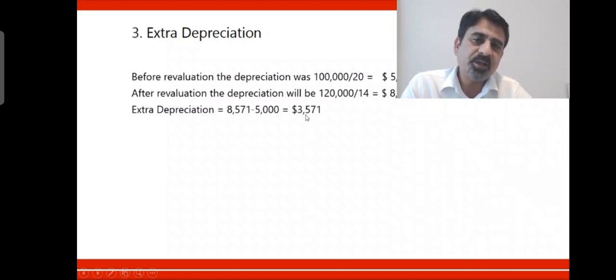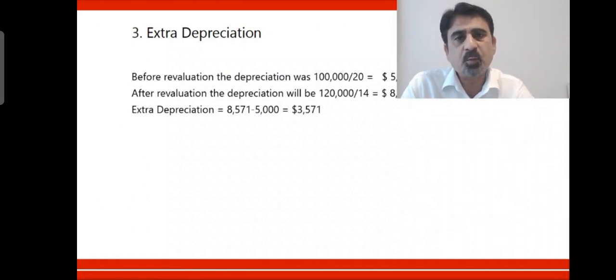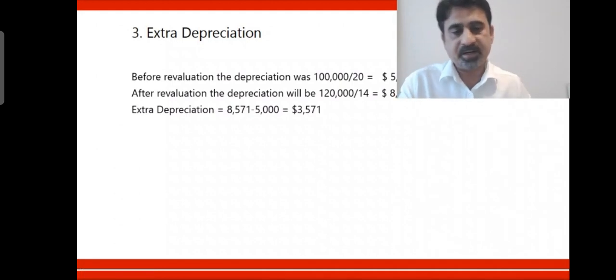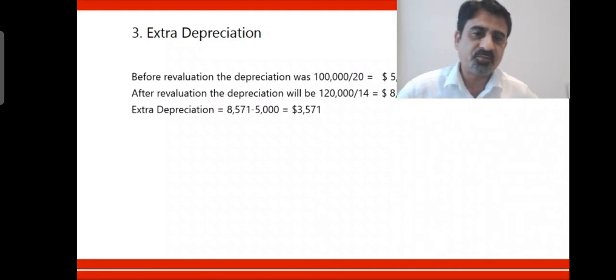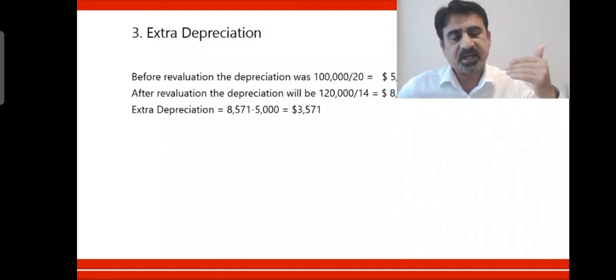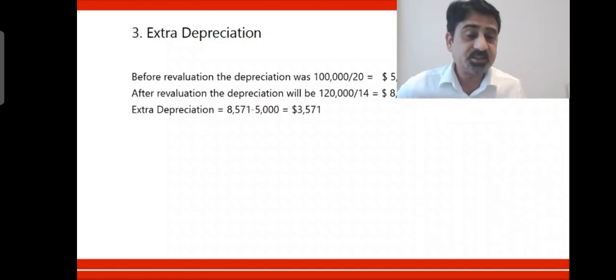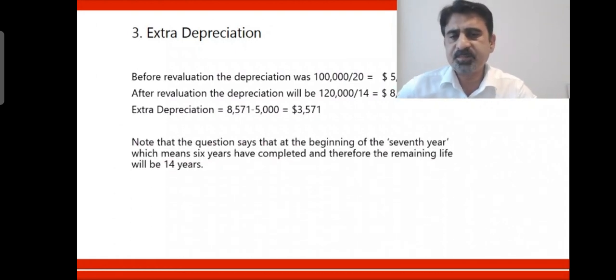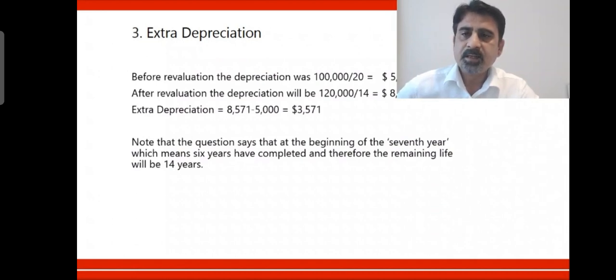So it means that from year 1 to year 6, we were charging 5,000 in the income statement. From year 7 onward, we will start charging depreciation expense of 8,571. And this additional depreciation is 3,571. This is an extra hit to our income statement. So it is going to decrease our profitability, by the way, because in revaluation we have increased the value of the asset, which has caused depreciation expense to increase, and therefore the profitability will be affected. So this is how I explained the life of the asset and extra depreciation.